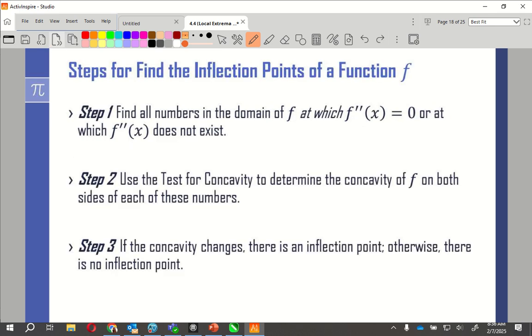Step 1, find all numbers in the domain of f where f double prime equals 0 or at which it does not exist. Step 2, test for concavity, determining the concavity of f on both sides of each of these numbers. Step 3, if the concavity changes, there is an inflection point, otherwise there is no inflection point. If it changes. Otherwise there's no inflection point.